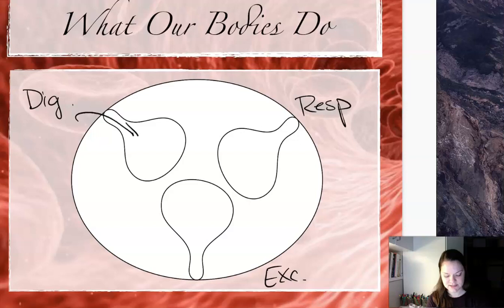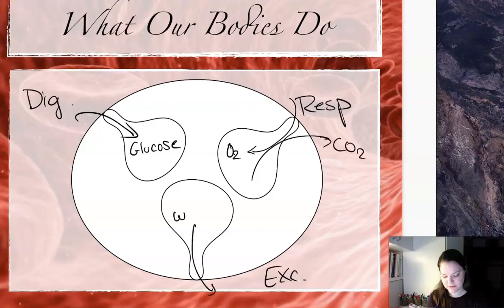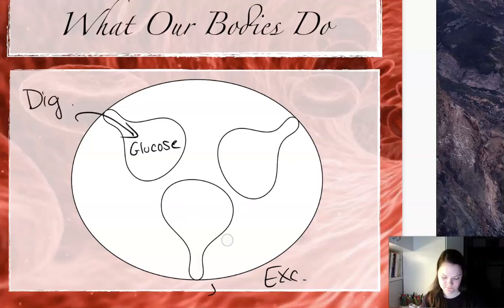The digestive system is going to be bringing in glucose and other things. The respiratory system is going to be bringing in oxygen and getting rid of carbon dioxide. The excretory system is going to be getting rid of different nitrogenous wastes. So what's actually happening here, I should have done that. Let's do this. Okay, let's take, for example, the digestive system. We're going to eat a meal.